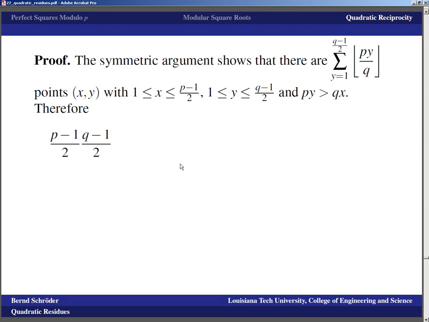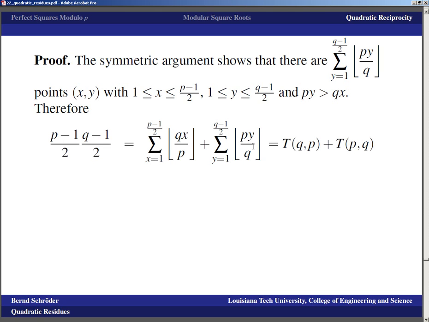Okay, so that means that (p−1)/2 times (q−1)/2 is the sum for x equals 1 to (p−1)/2 of the greatest integer below qx/p, plus the sum for y equals 1 to (q−1)/2 of the greatest integer below py/q. But of course now these are those t's that we just had before, right?